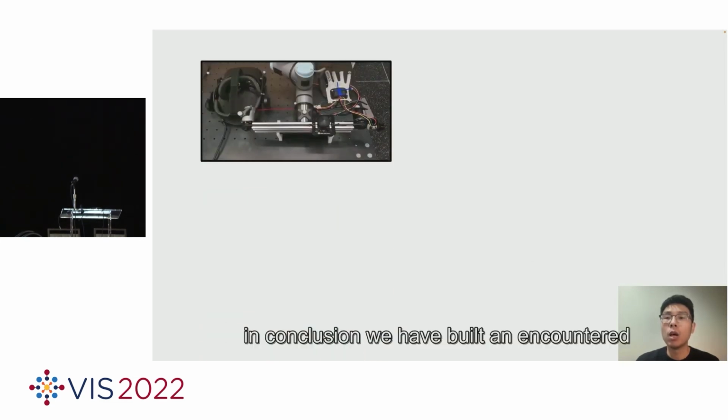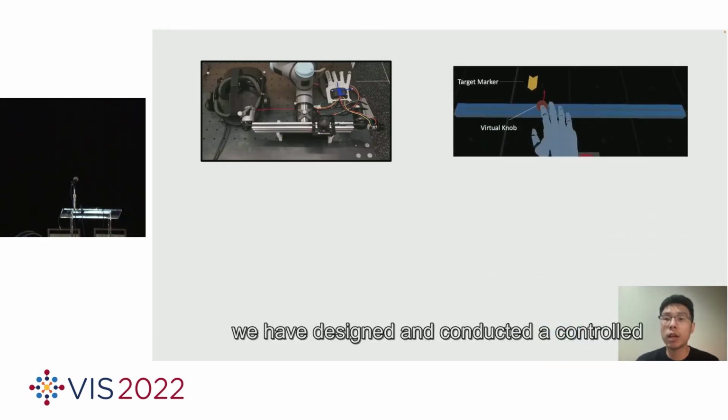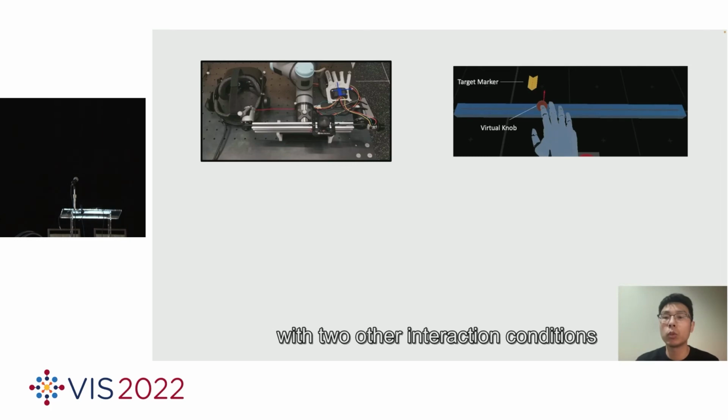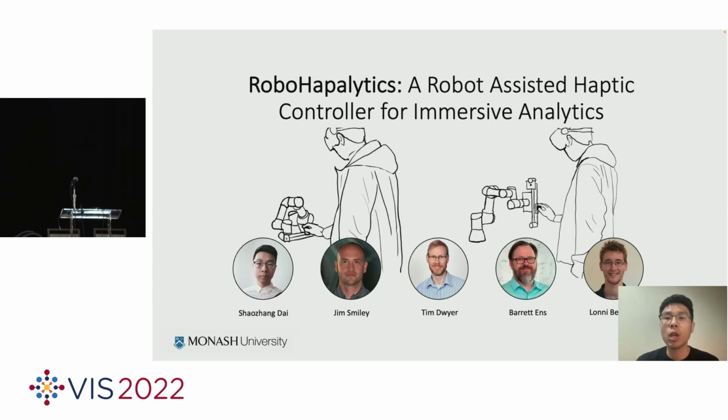In conclusion, we have built an encountered-type haptic device with a slider control for dynamic interactions. We have designed and conducted a controlled user study to evaluate the performance of the dynamic slider system and compared it with 2 other interaction conditions. We have also implemented 3 use cases to demonstrate the usability and the applicability of our dynamic system. We hope this work can inspire others to create a more versatile solution for immersive analytics. Thank you for watching.